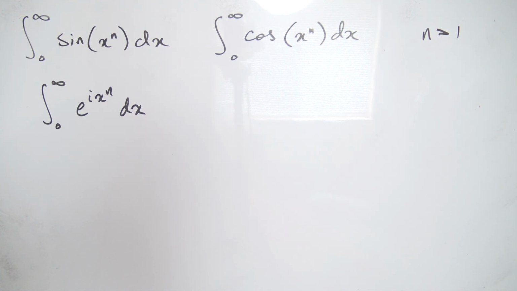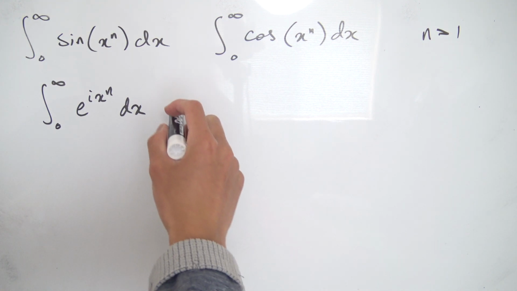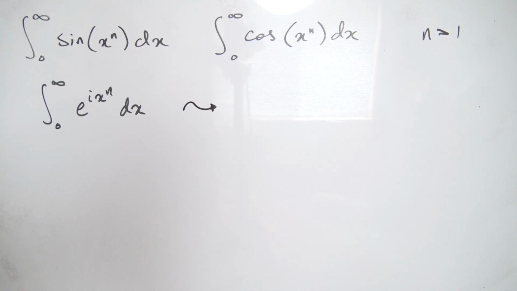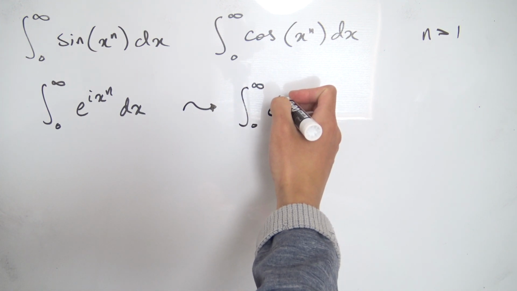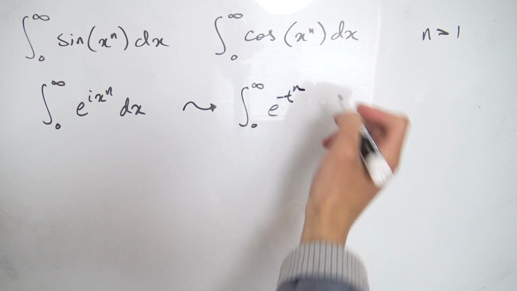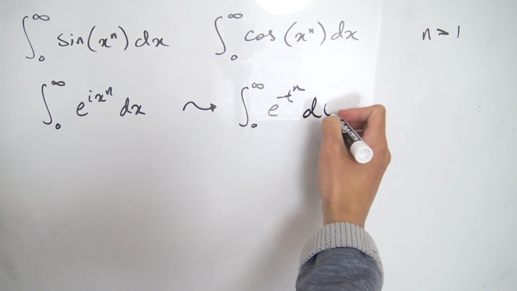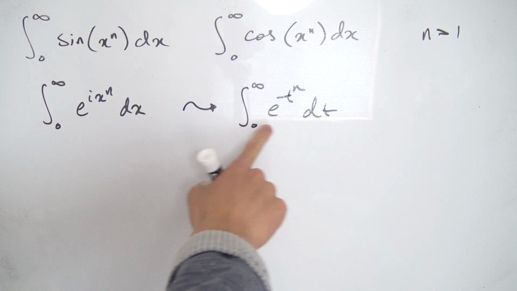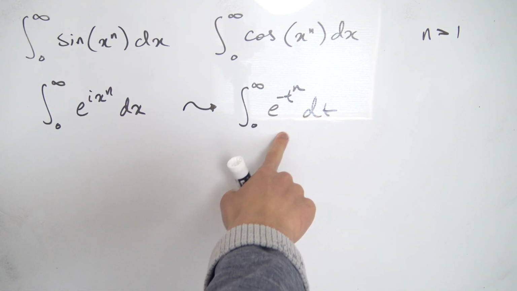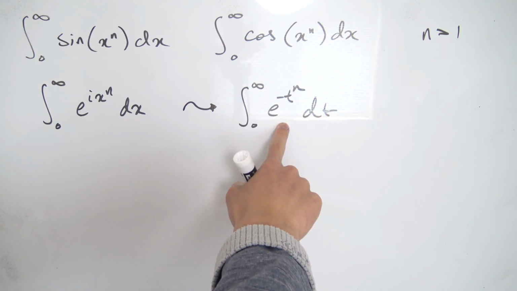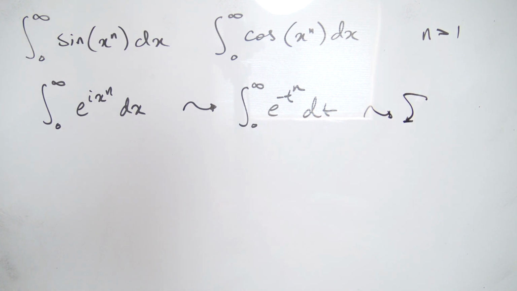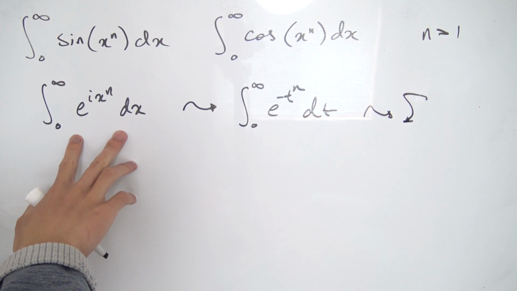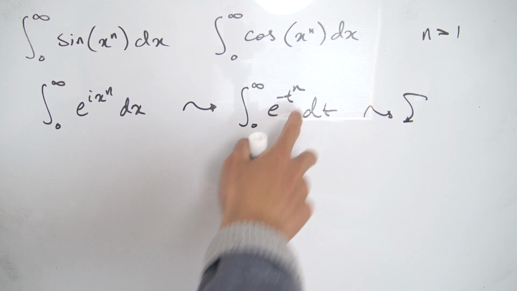So how do we evaluate this integral? It's a bit difficult to do, first of all, but my goal is to transform this integral into an integral of the form 0 to infinity of e to the minus t to the n, let's use a random variable t, dt. If we can somehow turn this integral into an integral of this form, we can use a nice substitution and obtain some kind of gamma function at the very end. So our goal is to transform this integral into e to the minus t to the n.